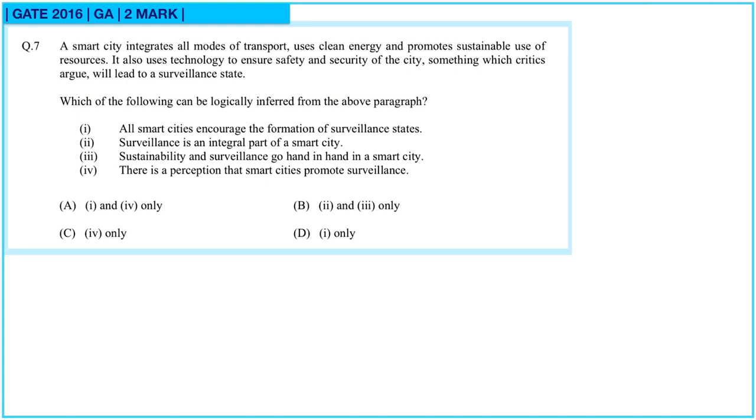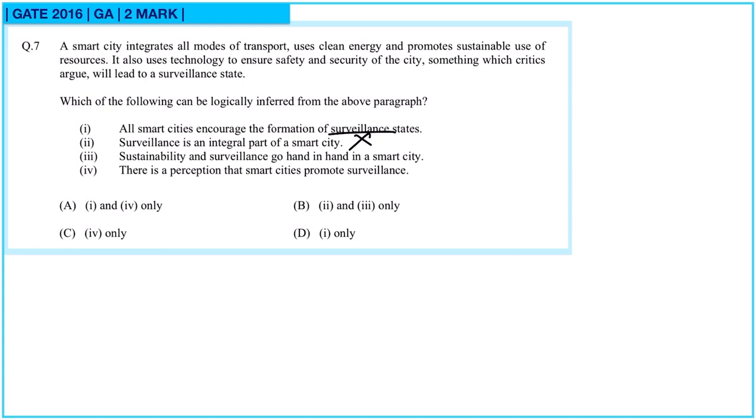Statement 1. All smart cities encourage the formation of surveillance states. They do not, because there are some critics who are arguing against it. Second, surveillance is an integral part of a smart city. It is not an integral part. It can be used for the security.